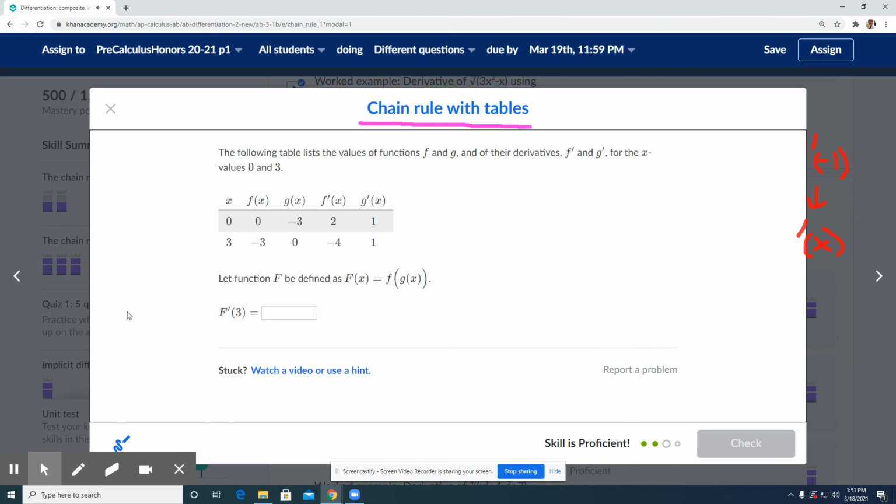Next problem. Looks like it's done exactly the same way. So just go ahead and take your time, write it out in general, then go ahead and do the pieces.